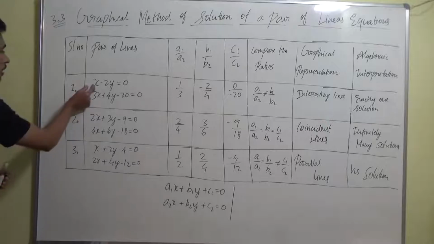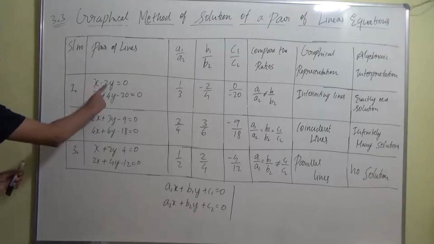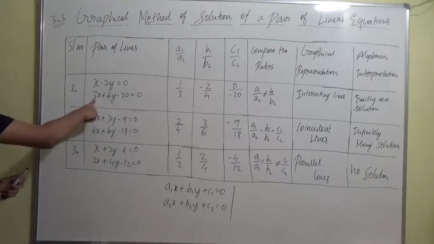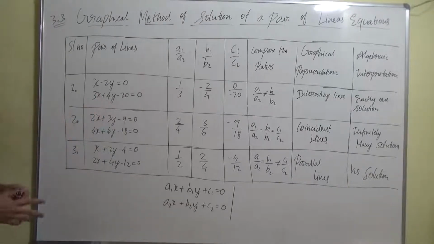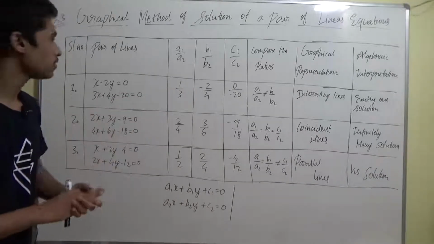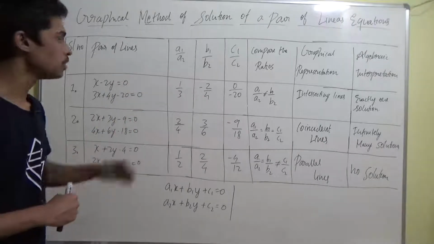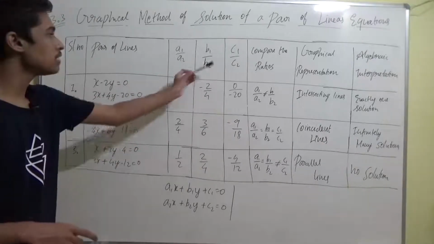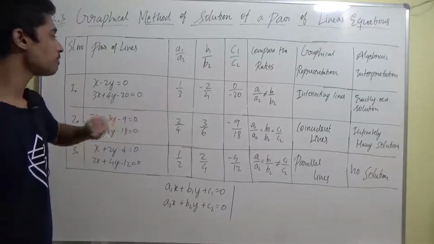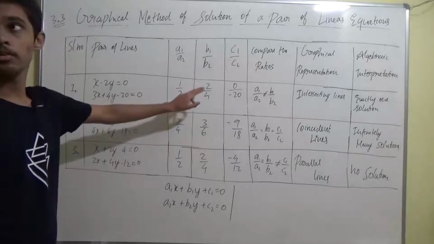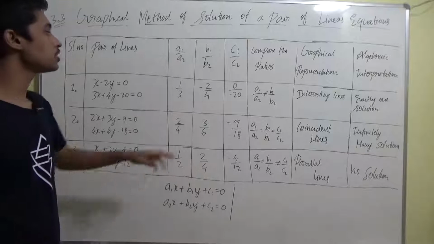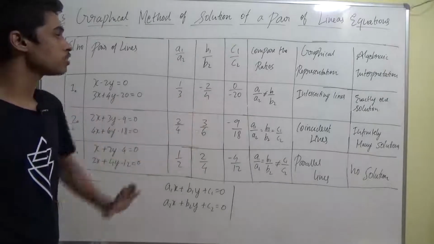Now as we know, this value is A1, this is B1, this is C1, and this is A2, and this is B2. So the condition is we have to take the ratios guys. We have to take the A1 to A2 ratio, B1 to B2 ratio, and C1 to C2 ratio. First let's take the ratio. A1 to A2 ratio is 1 by 3, B1 to B2 ratio is minus 2 by 4, and C1 to C2 ratio is 0 by minus 20.